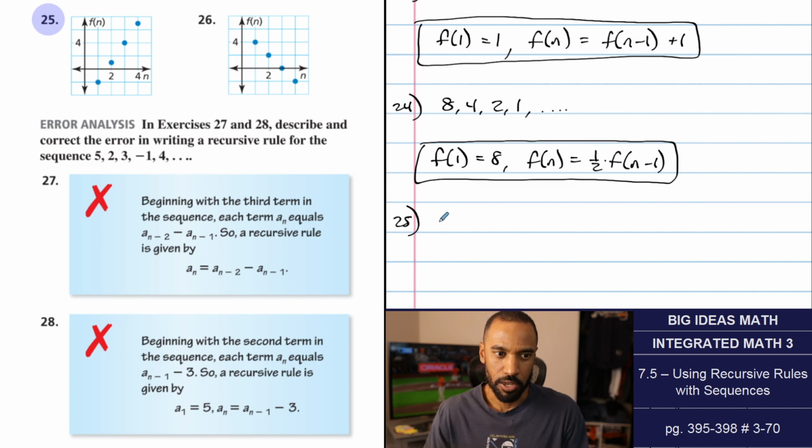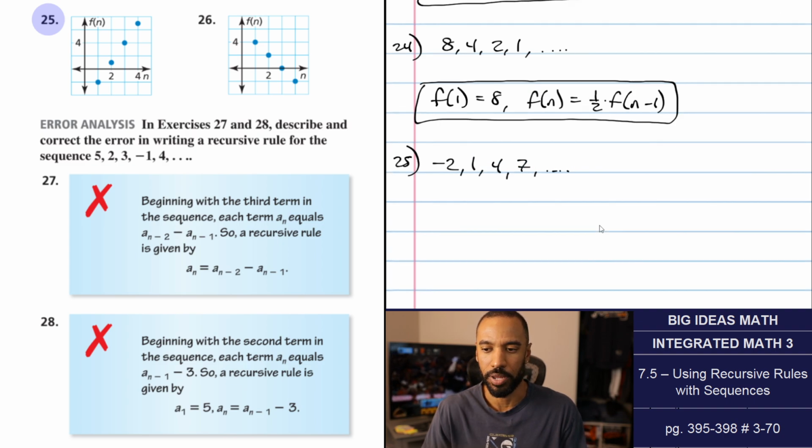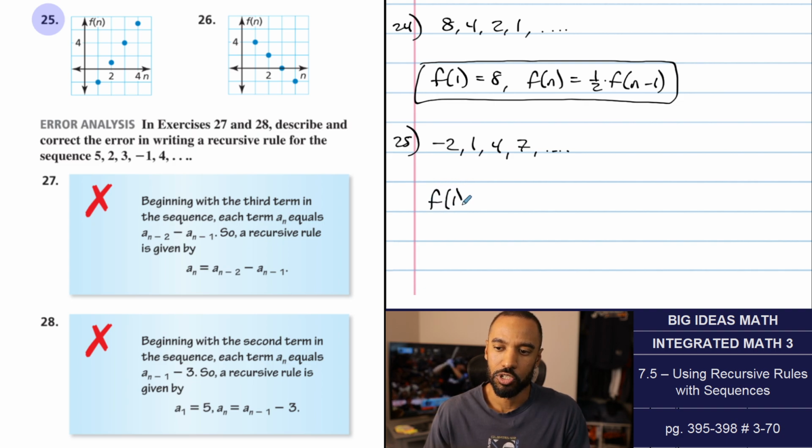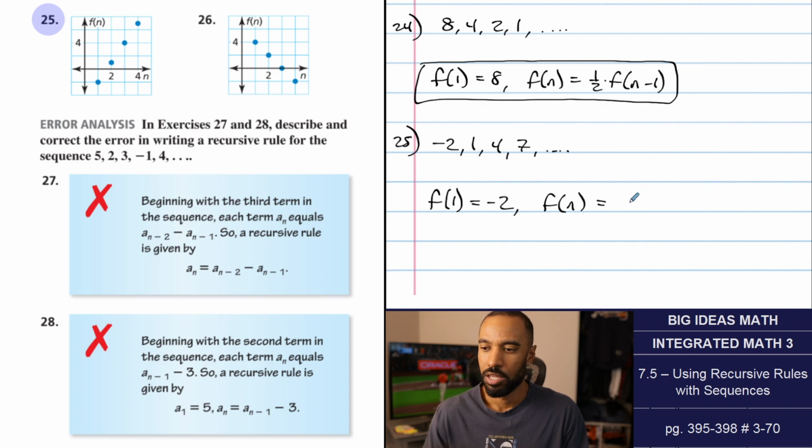-1. Wait, the scales are by 2s. -2, 1, 4, 7. Looks like a common difference of 3. Arithmetic. First term is -2. Next term is 3 more than the previous term.